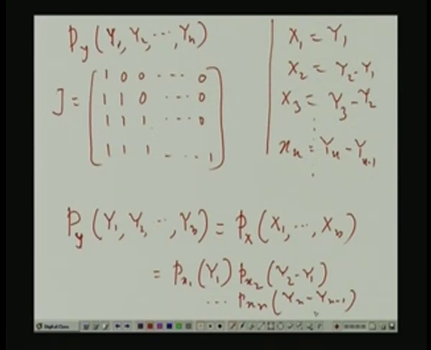You can easily see that the concepts involved here are nothing new. They are simple generalizations of the concepts that were introduced in the case of 2 random variables. That is why I am not giving any proof; you can argue about this on your own. So I stop here today.